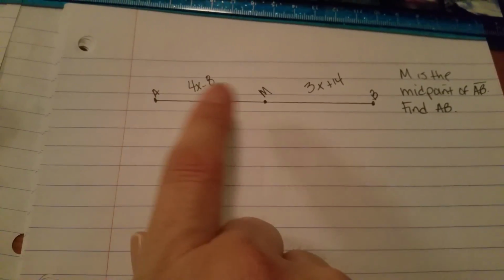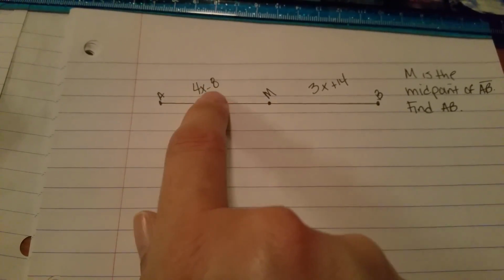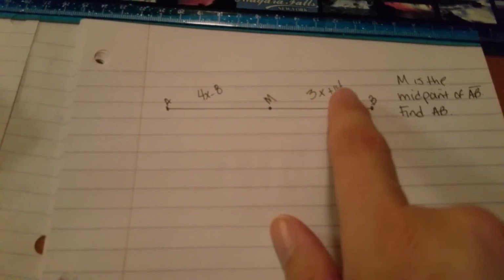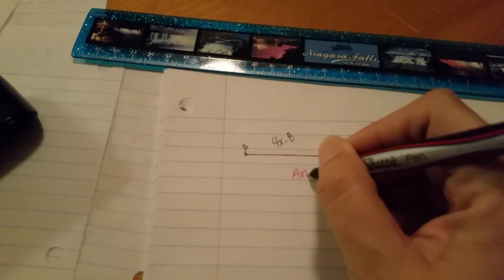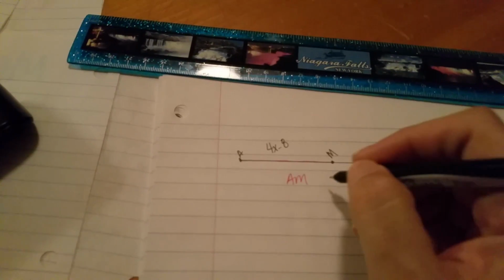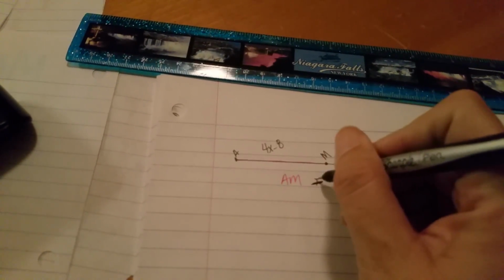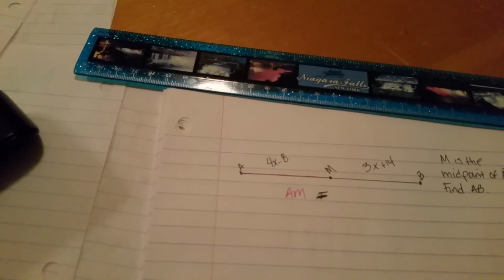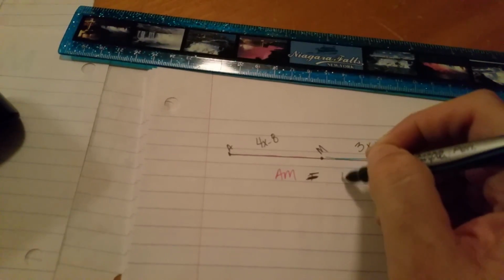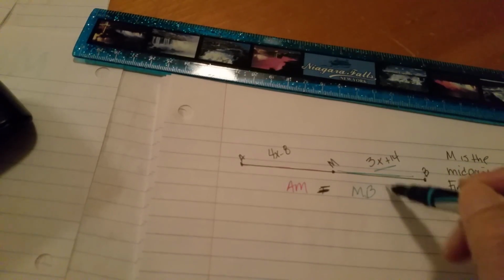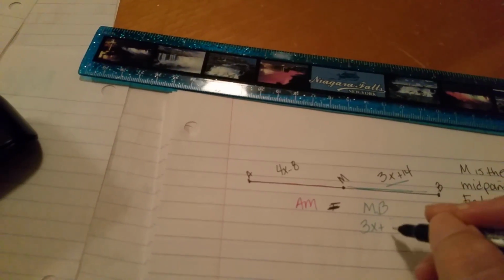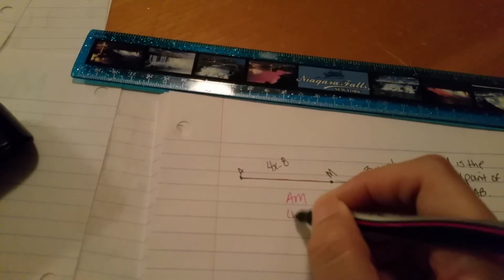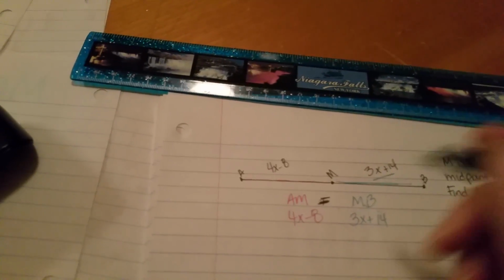So AM is this line segment right here, 4x minus 8. MB is this line segment here, 3x plus 14. So let's take a look at those. I know AM equals MB. So I'm going to take this and put it in here: 3x plus 14 and 4x minus 8. And those two things are equal to each other.